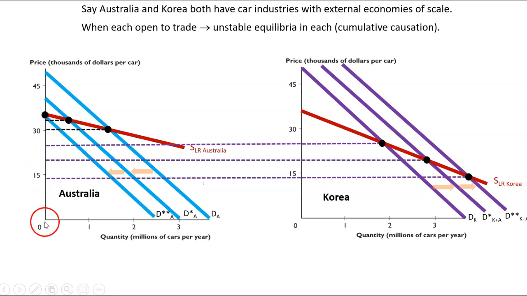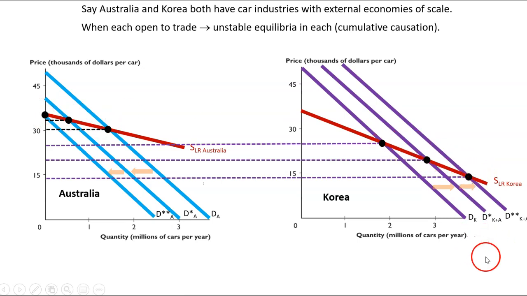And how many cars are being sold? None. No Australian cars are sold at this price. Meanwhile, the equilibrium in Korea is now an even lower price than it was before. You can see our equilibrium is not stable. For Australia, it goes up and up, and for Korea, it's going down and down.